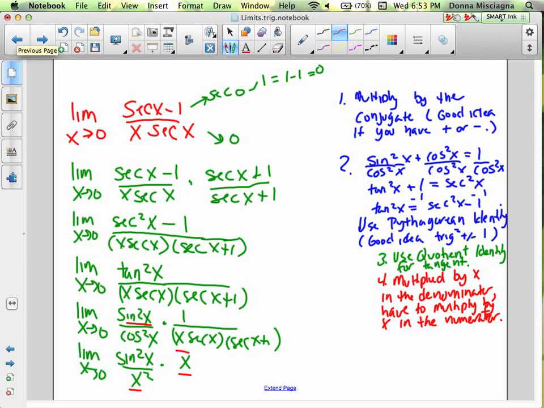So all I've done is multiply the numerator and denominator. I split this so the x could go with the sine, and I multiplied the denominator by x. I can do that so long as I multiply the numerator by x, and that's all I did there. Everybody who's left, you're going with x. So that means secant x, and then we have a secant x plus 1.